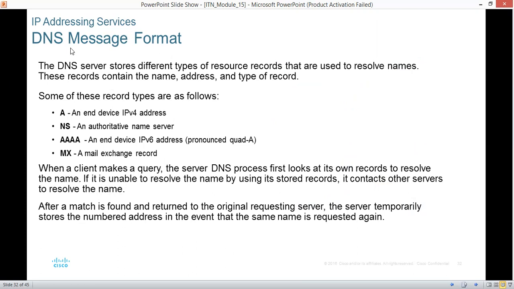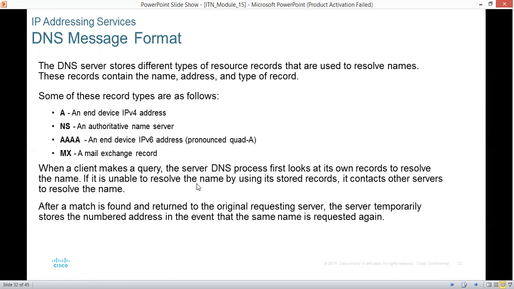So, the Domain Name Service message format. The DNS server stores different types of resource records that are used to resolve names. These records contain the name, address, and type of record. Some of these record types are as follows: A is an end device IPv4 address, NS is an authoritative name server, AAAA is an end device IPv6 address, and MX is a mail exchange record. So these are record types in the DNS message format.